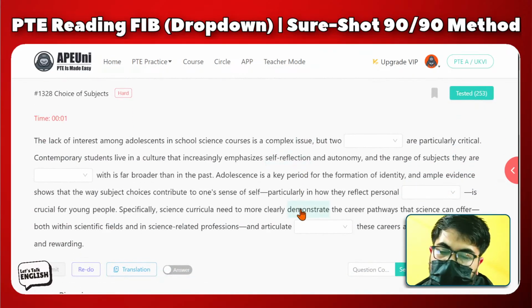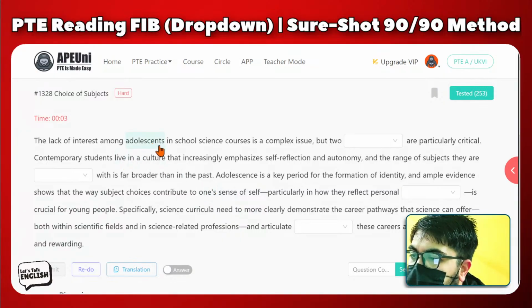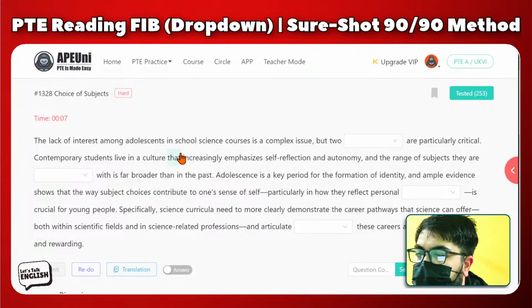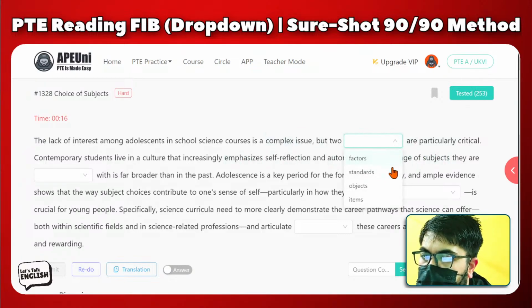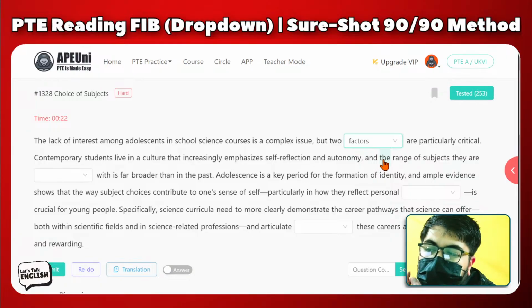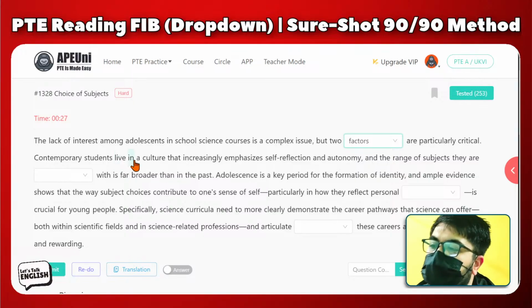And it's about choice of subjects. The lack of interest among adolescents. Adolescents are kids around 18 years of age, like 15 to 18. School science courses is a complex issue, but some things are particularly critical. What issue? Factors, standards, objects, items. I think the answer should be factors, because these are like conditions, right? Situations.